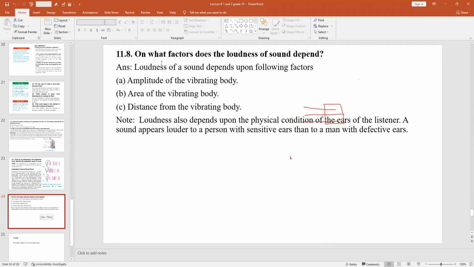The last question is 11.8. On what factors does the loudness of sound depend? We have discussed this in this lecture. It depends on three factors. One is the amplitude of the vibrating body, another is the area of the vibrating body, and third is the distance from the vibrating body. But it should be clear that loudness also depends upon the physical condition of the ear of the listener, right? A sound appears louder to a person with sensitive ears than to a man with defective ears. If the person has normal sensitive ears, he can hear the sound. But if some person has defective ears, he has some issues regarding his ears, so he cannot hear the sound. So it also depends on the physical condition of the listener, apart from these three factors, right?